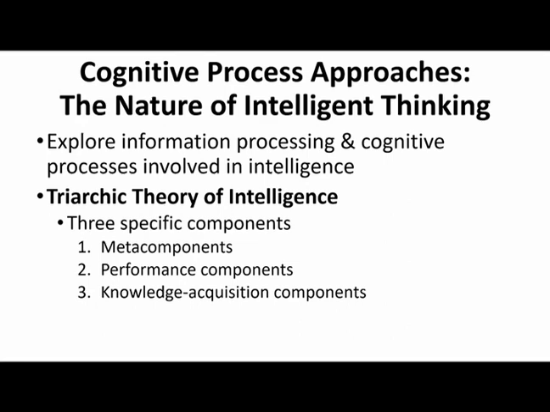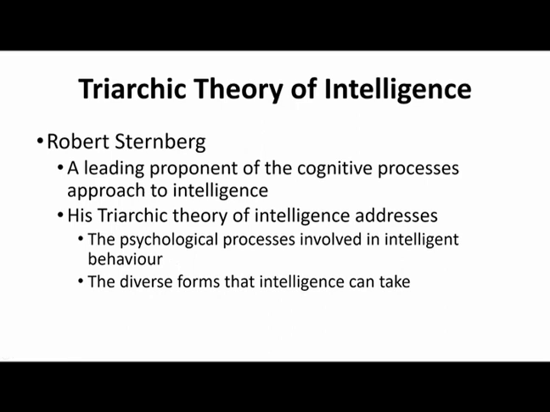We're going to start with Sternberg's Triarchic Theory of Intelligence. Now, this theory divides the cognitive processes that underlie intelligence into three specific components. We have our metacomponents, our performance components, and knowledge acquisition components. I'm going to talk about all three of these in just a moment when we get to a visual for them. First, let's talk about Sternberg himself.